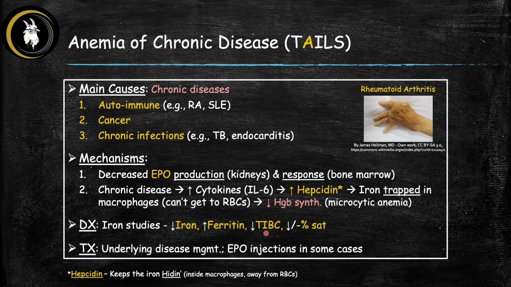Since ferritin is high, TIBC is going to be low because they always run opposed to each other, and since both iron and TIBC are low, then your percent sat is going to be normal or only slightly decreased. And then finally, the treatment of this is going to be to treat the underlying disease, so the autoimmune condition or cancer or chronic infection, as well as give EPO injections in certain cases.